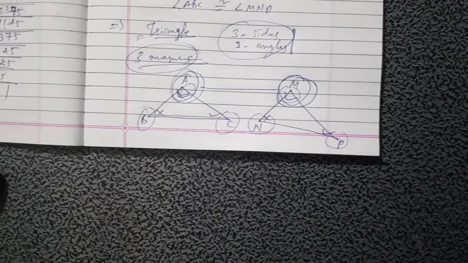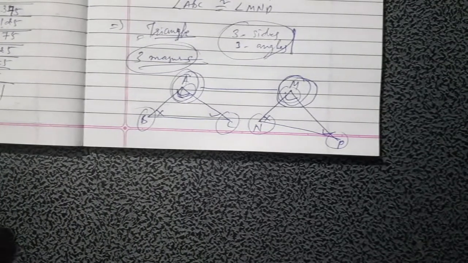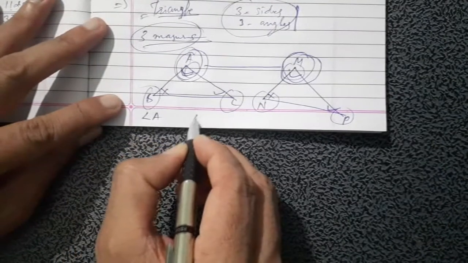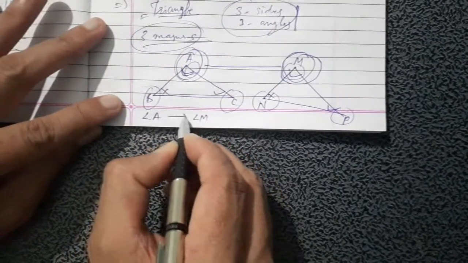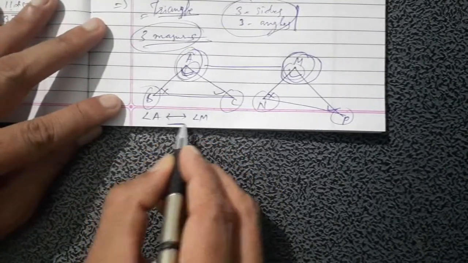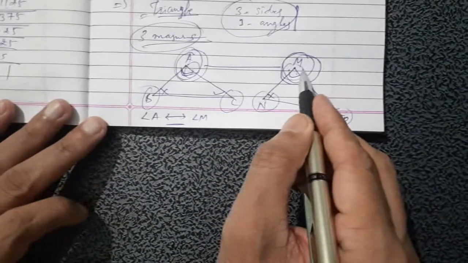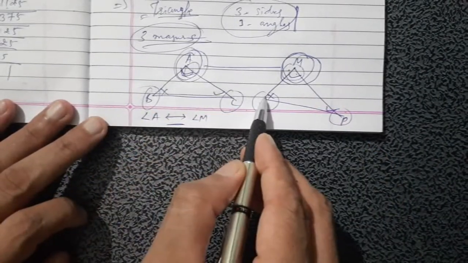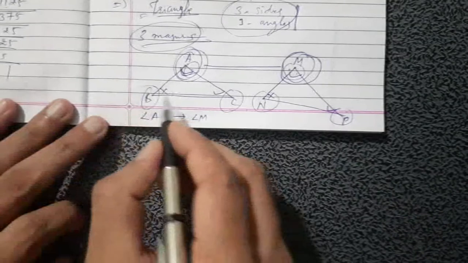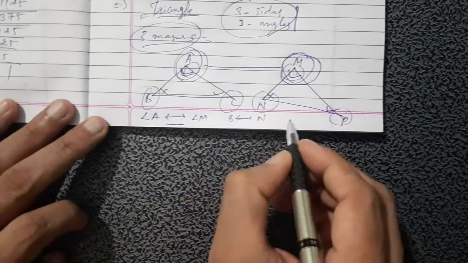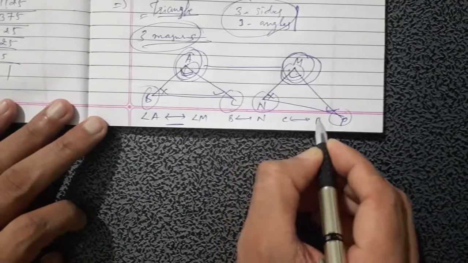These two angles are called corresponding to each other, which means angle A and angle M are corresponding. That is the sign of corresponding. Corresponding means these two angles are equal: A and M are equal in measurement, not A and N, not A and P. Same, B corresponds with N, and C corresponds with P.